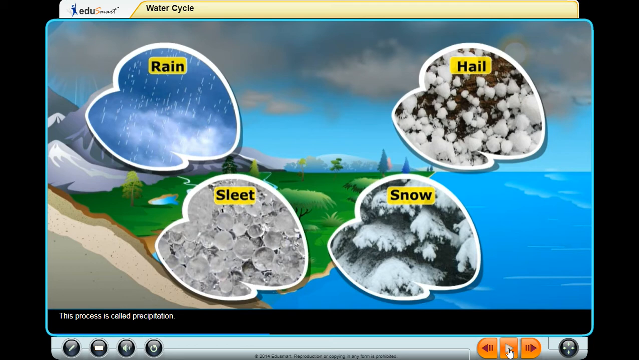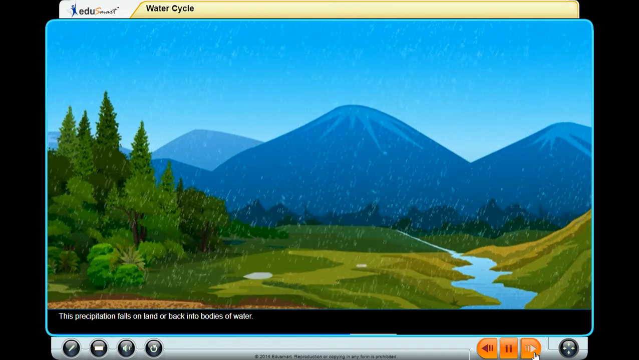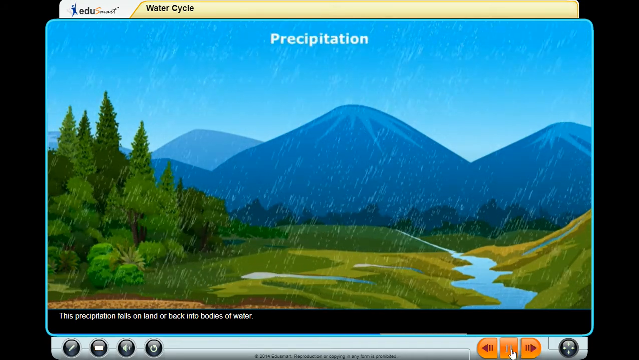All right, so that depends on the temperature. The process is called precipitation. This precipitation falls on land or back into bodies of water.